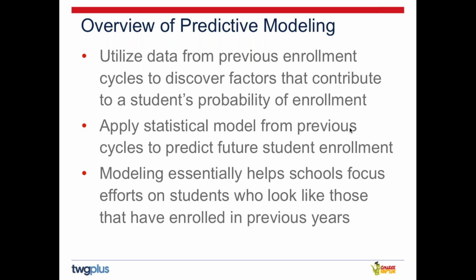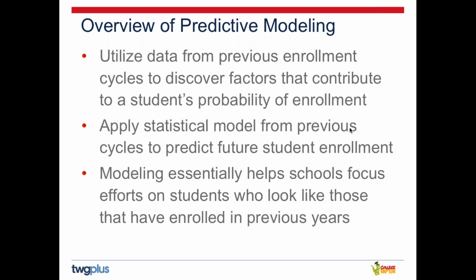If you were to take a variable, you could say something like an SAT score. Students with higher SAT scores are more likely to enroll, and a student with lower SATs is less likely to enroll. The model picks out all of the various factors or variables that contribute to a student's likelihood of enrollment and builds an analytical model to say how important each factor is and how it works with all the other factors.